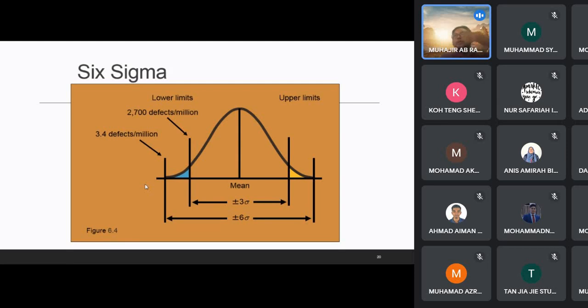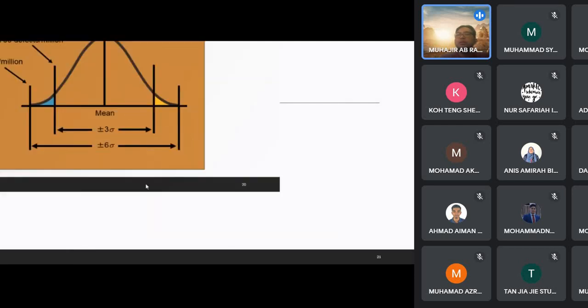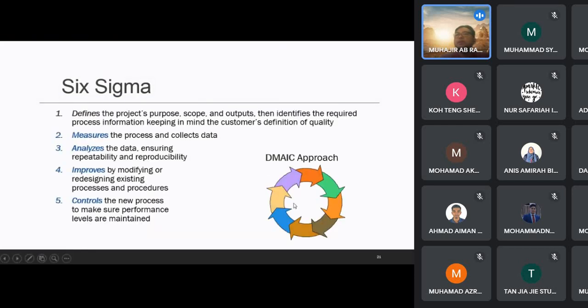But there is a process in order to achieve the 6 sigma. We call it the DMAIC approach. D is define. You need to define the project scope, output, and so on. When you properly define the process, you measure the process and collect data. From the data collection, you analyze the data, and then you improve the process or procedure, and then you control the process to make sure performance levels are maintained.